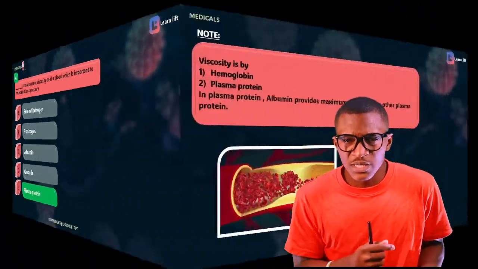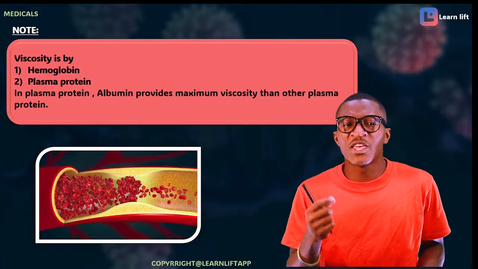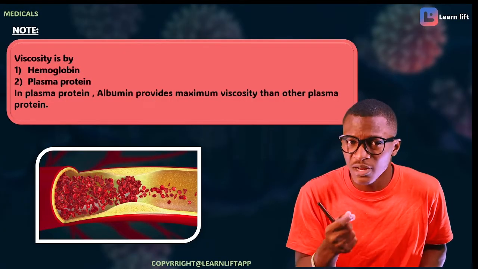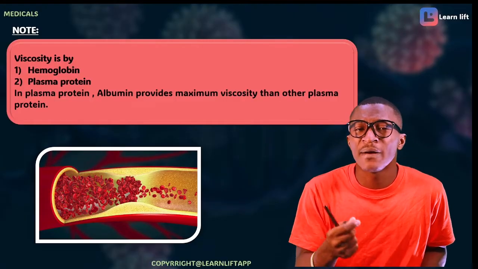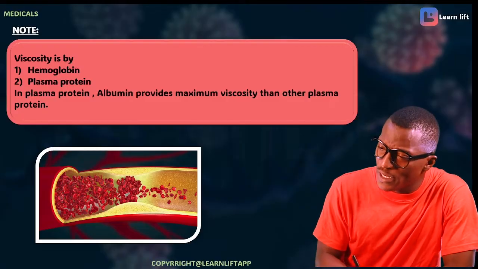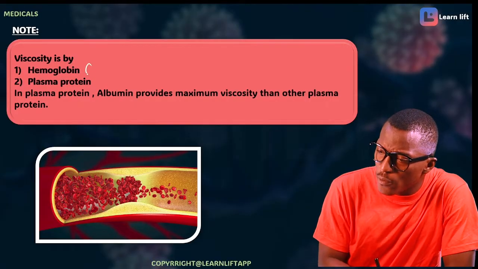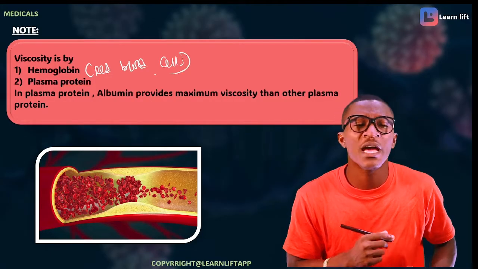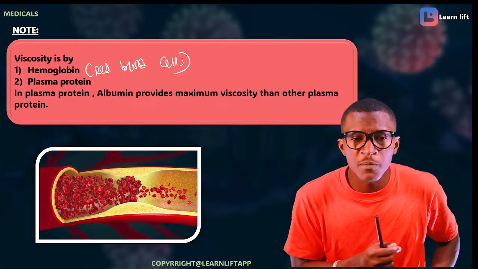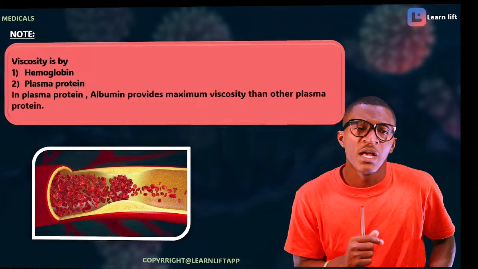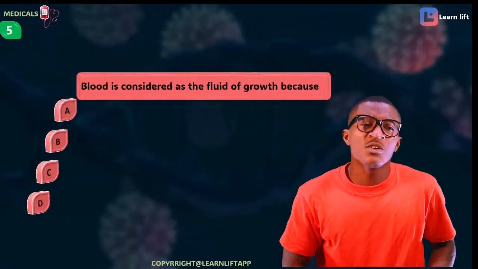Are you with me? So take note that viscosity is caused by your hemoglobin, which is your red blood cells, and your plasma protein, which is your albumin. Don't forget the hemoglobin there, we are referring to red blood cells. Are you with me? And your plasma protein. But which of the plasma proteins is more? Your albumin. Albumin gives more viscosity than others. Let's take the next question, question 5.